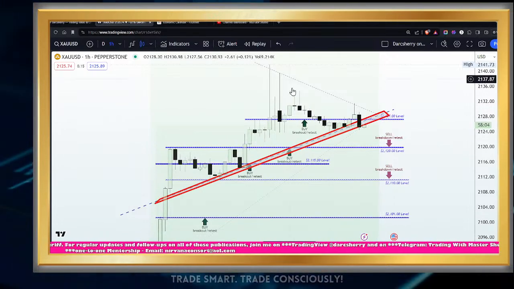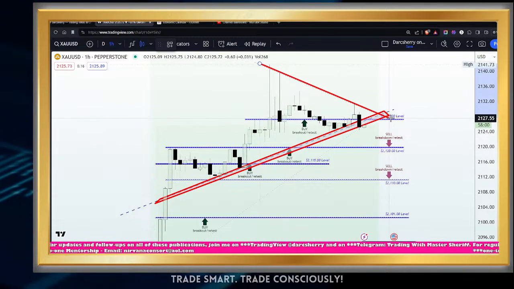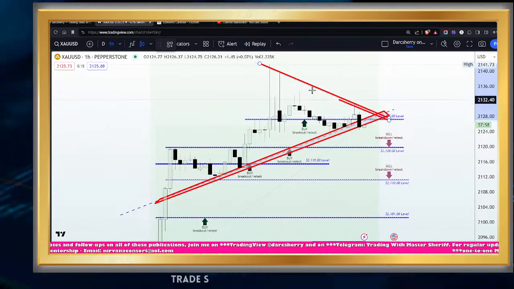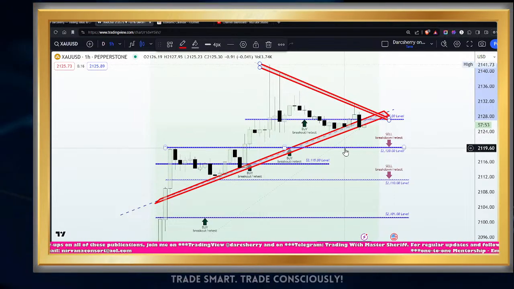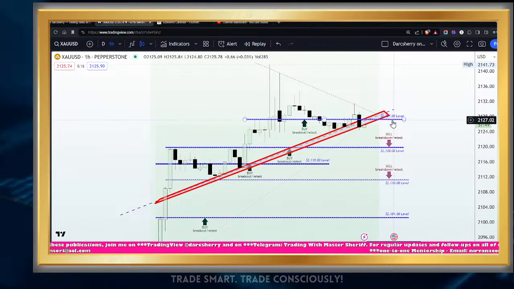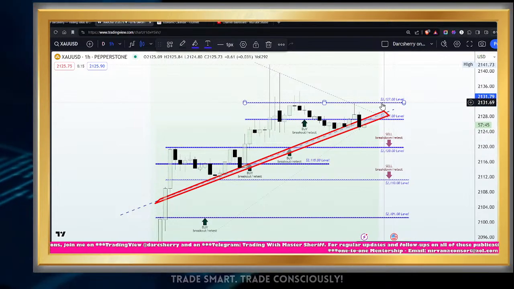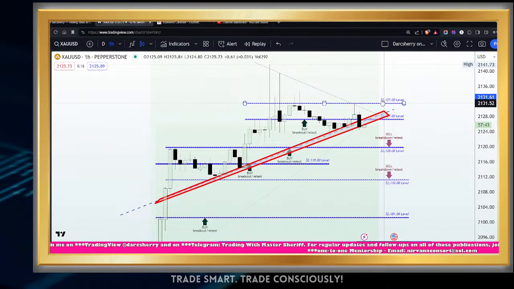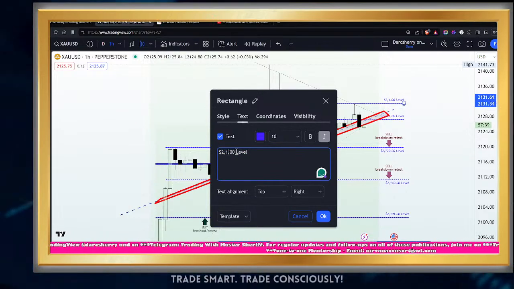However, if price action breaks out of this descending trend line and a retest of structure, then we are going to be looking at an uptrend continuation pattern on our table. Now, to join this uptrend continuation pattern, I want to be looking at an entry point at around the $2,131.50 level. So you want to be marking this one out on your chart right now.